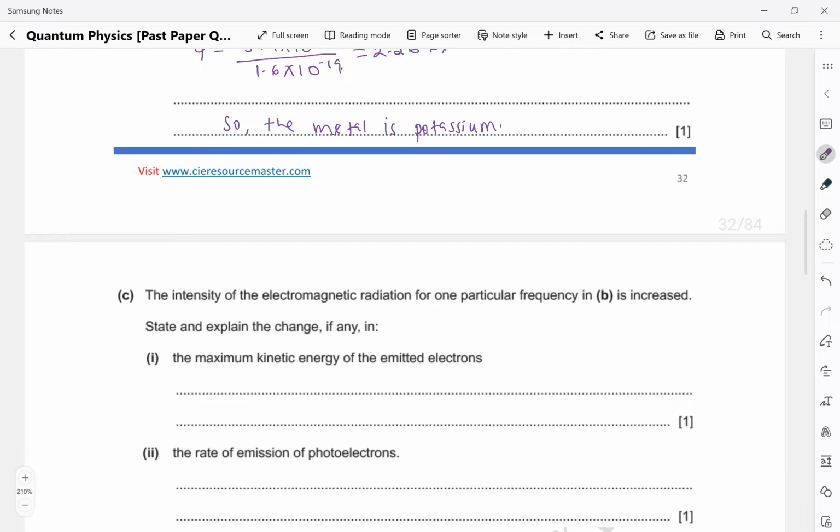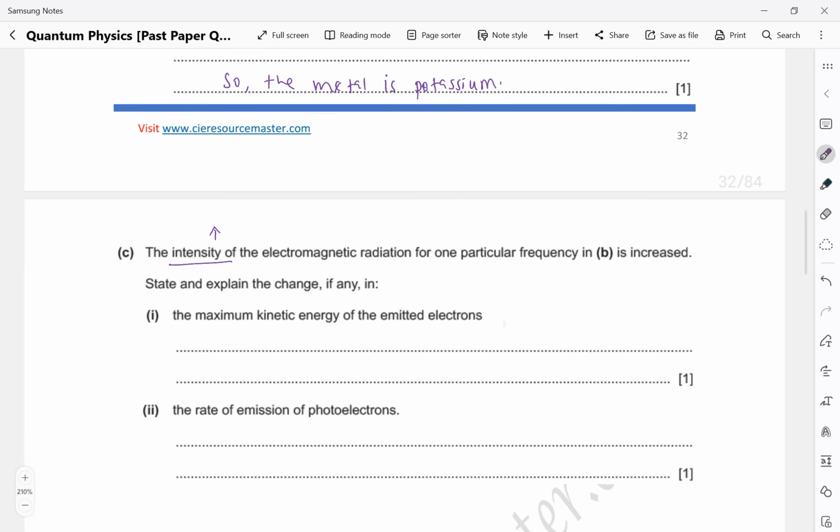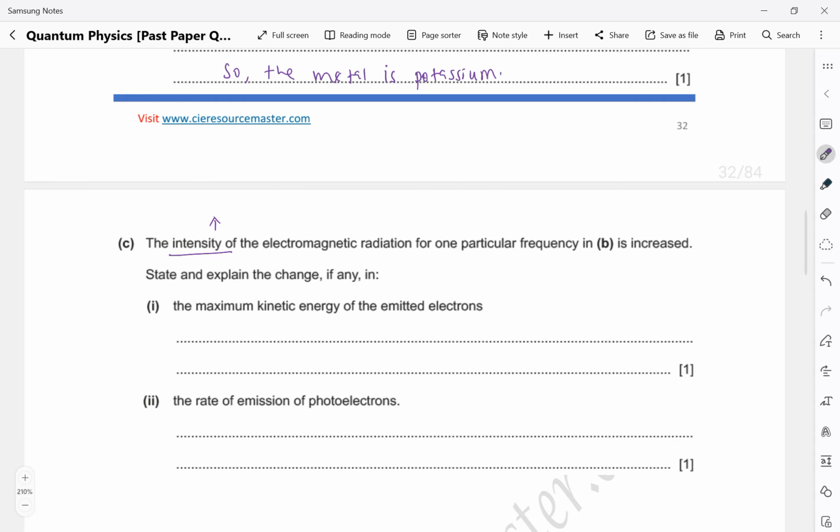The intensity of the electromagnetic radiation for one particular frequency is increased. State and explain the change, if any, in the maximum kinetic energy of the electrons. Of course, the kinetic energy of the electrons depends on the photon energy, and the photon energy does not depend on intensity, instead it depends on frequency. Therefore, the maximum kinetic energy of electrons cannot be affected.